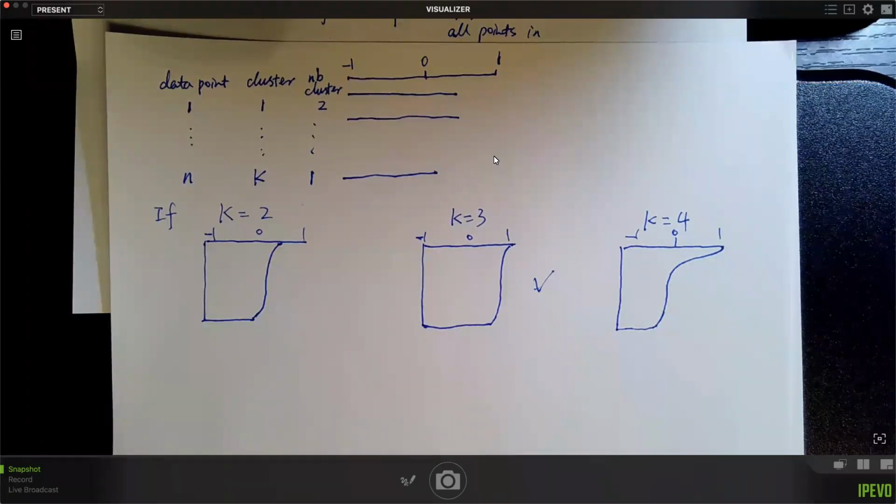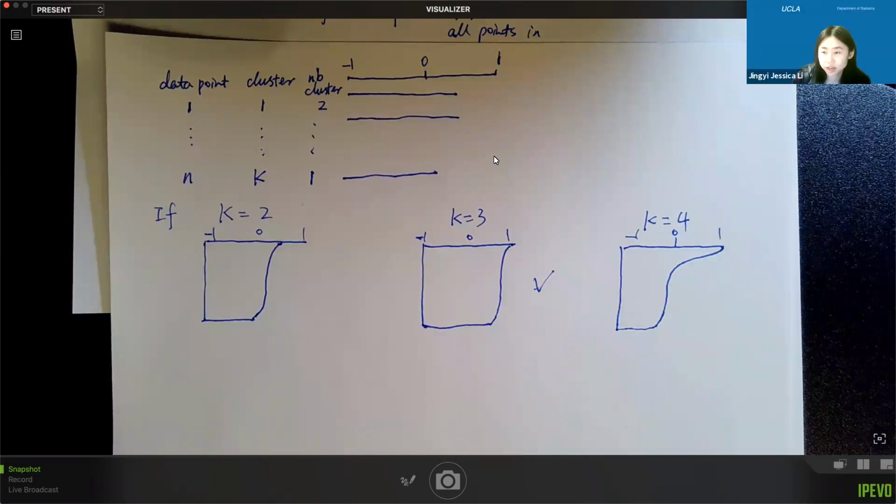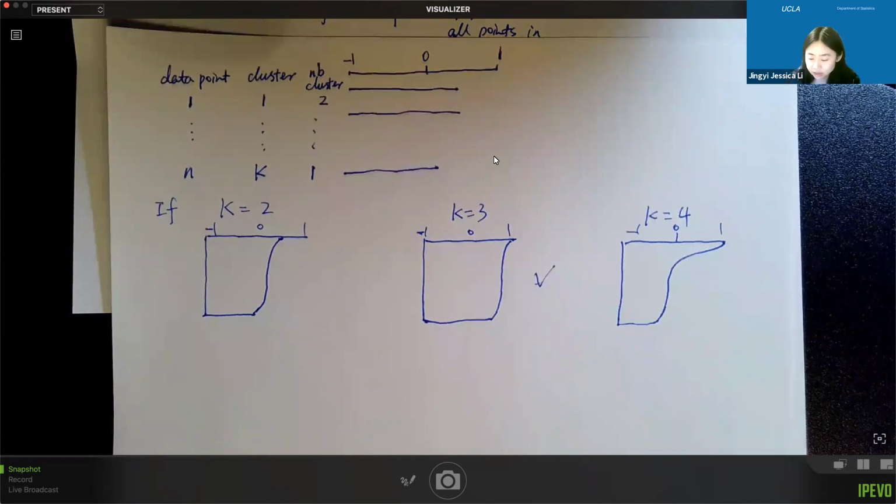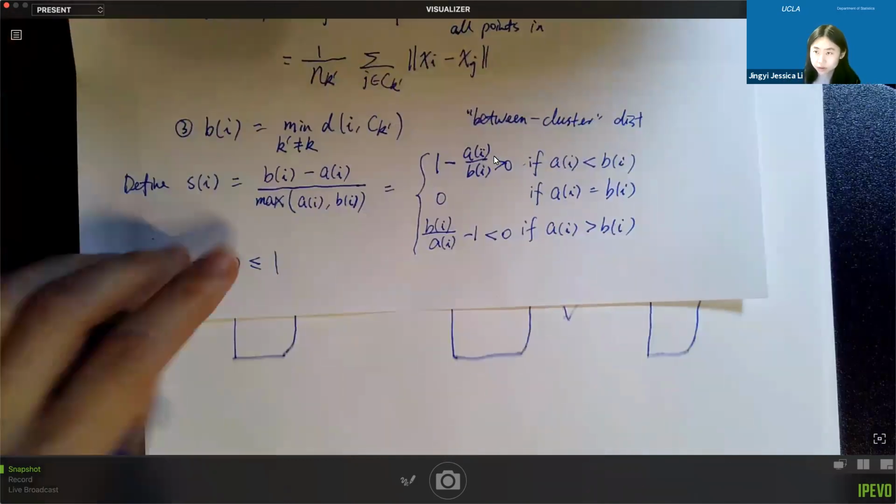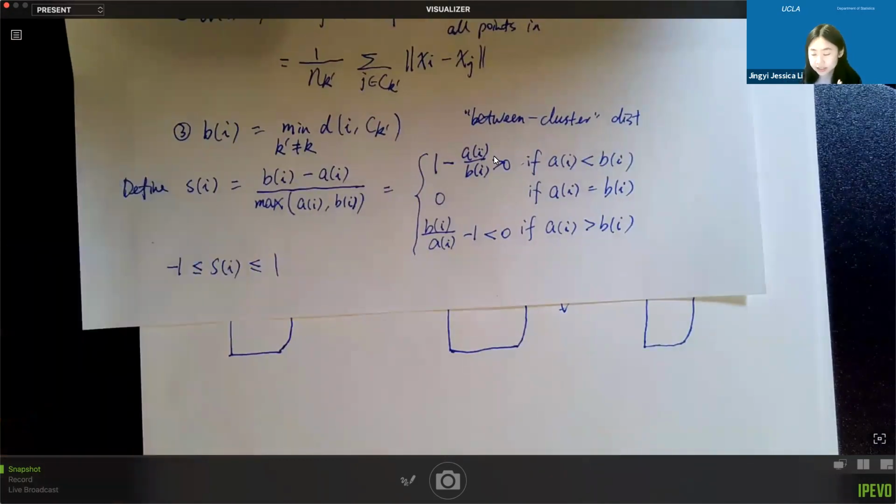Sorry, I had a question too. As K increases, does the average silhouette necessarily increase as well? No, it doesn't. There's no guarantee for that. Because to answer your question, you need to look at this formula. It's actually silhouette calculated for one data point. So it's hard for us to talk about the average, but we can look at one data point.